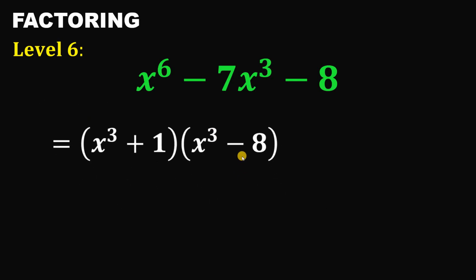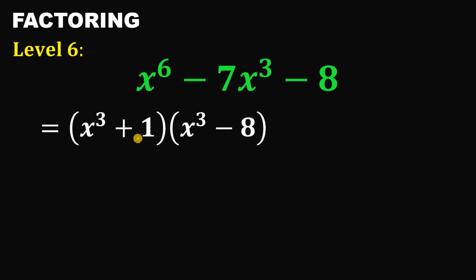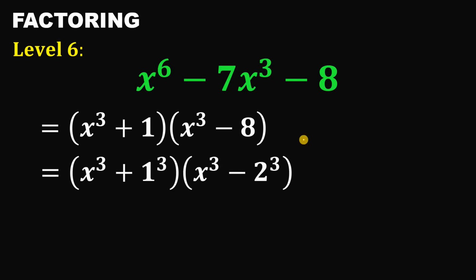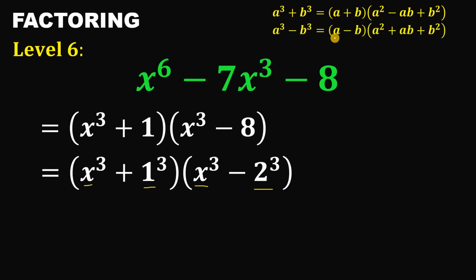Alright, let's focus on this result. We are not done because 1 is 1 cubed and 8 is 2 cubed. So we have a sum of two cubes and a difference of two cubes. And to factor this nicely, we will use this identity. If we have a cubed plus b cubed, we can factor this as a plus b multiplied by a squared minus ab plus b squared. And a cubed minus b cubed, we can factor nicely as a minus b multiplied by a squared plus ab plus b squared.